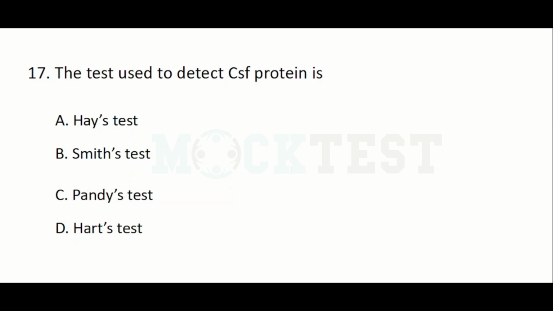The test used to detect CSF protein is option A Hayes method, option B Smith's test, option C Pandy's test, option D Hart's test. The test used to detect CSF protein is option C Pandy's test.